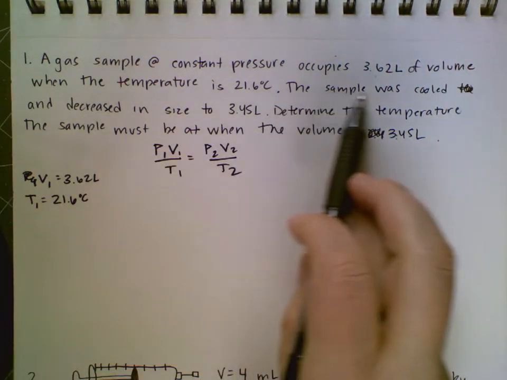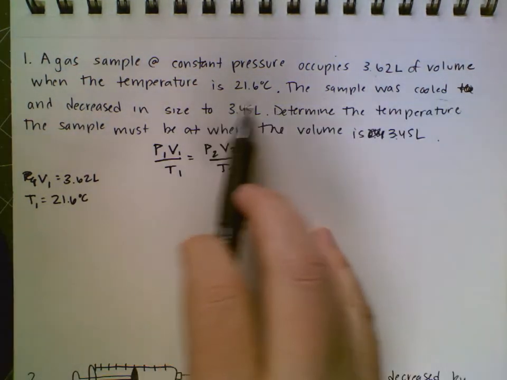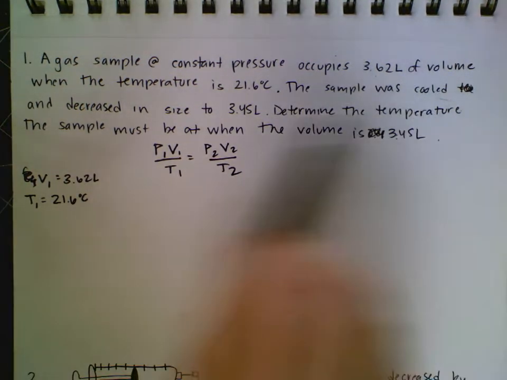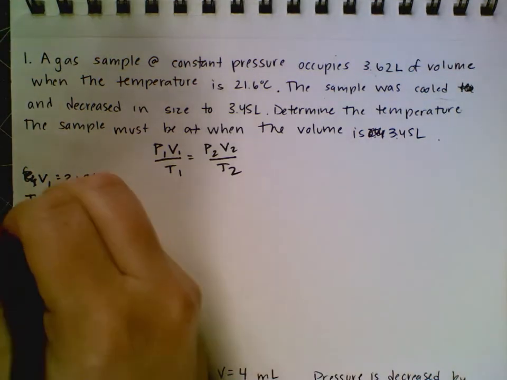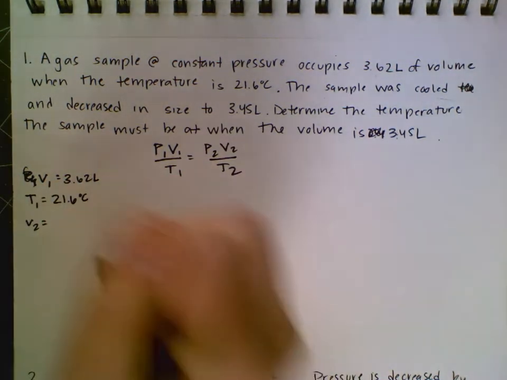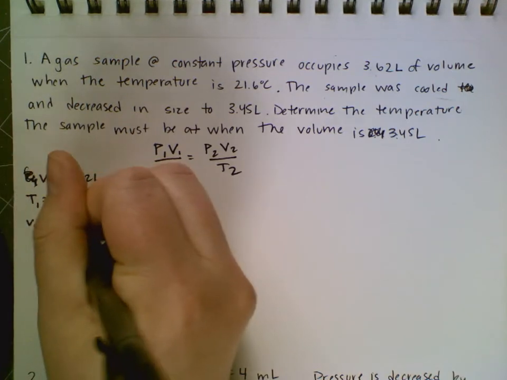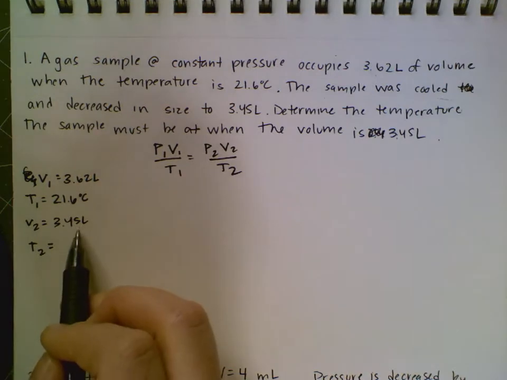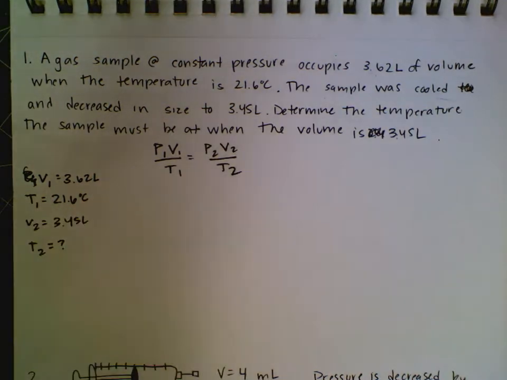And if I keep reading, I don't have any pressure information at all, so I really whiffed that one. The sample was cooled and decreased in size to 3.45 liters. So I've got a V2 here because that's my second one, and that's going to be 3.45 liters, and it's asking me to figure out the new temperature that this volume happened at. So I don't know what that is. Now, in this case, I'm given no information about pressure whatsoever.